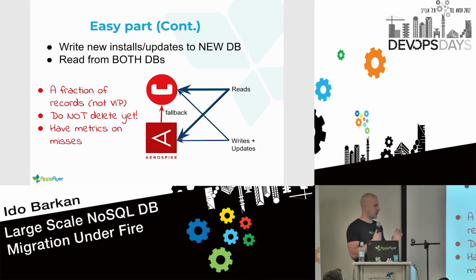The most important thing is to configure a metric corresponding to this fallback. I call it the miss hit metric. So whenever a record wasn't found on the new database and was found on the old one, you count one more and you have a dashboard on it. Why is this metric so important? Because when this metric diminishes to 0, you know for sure that the migration is over. So have this metric configured and running.